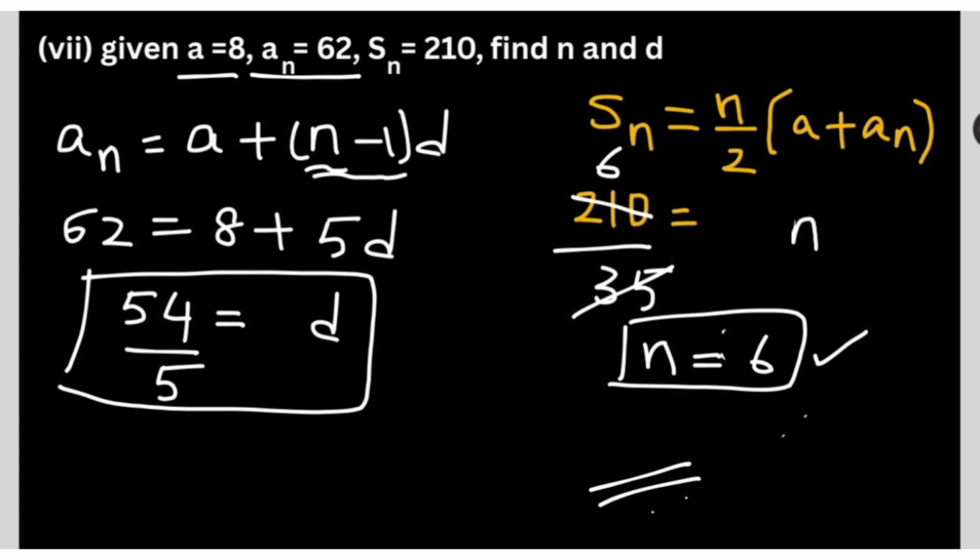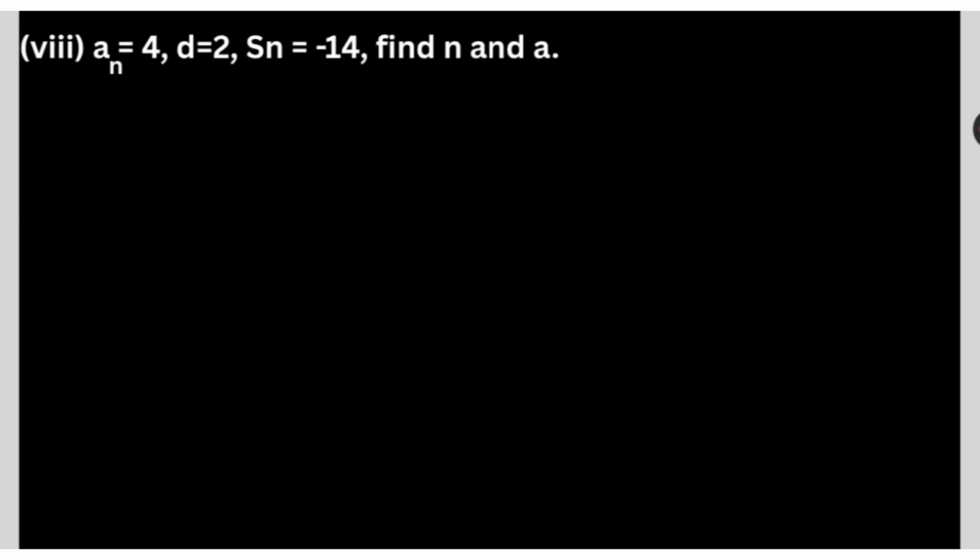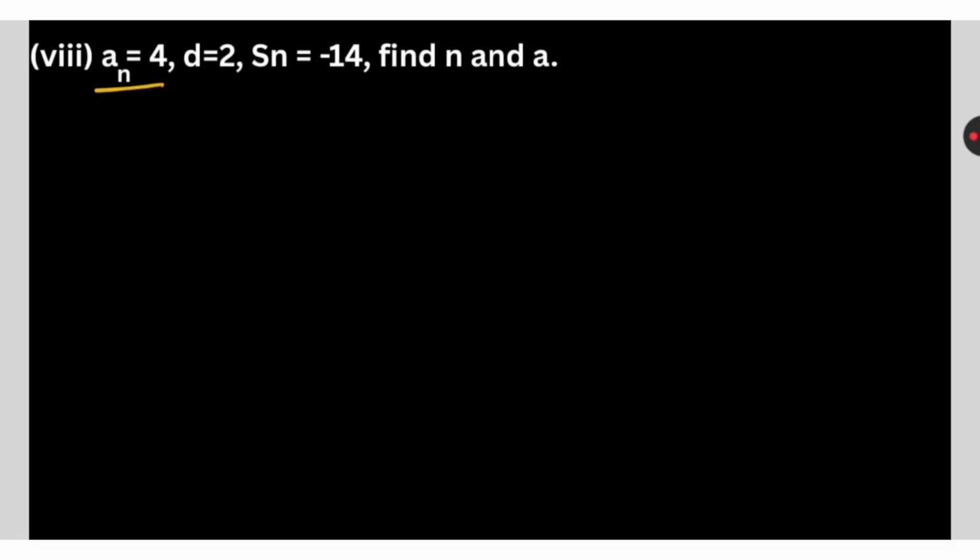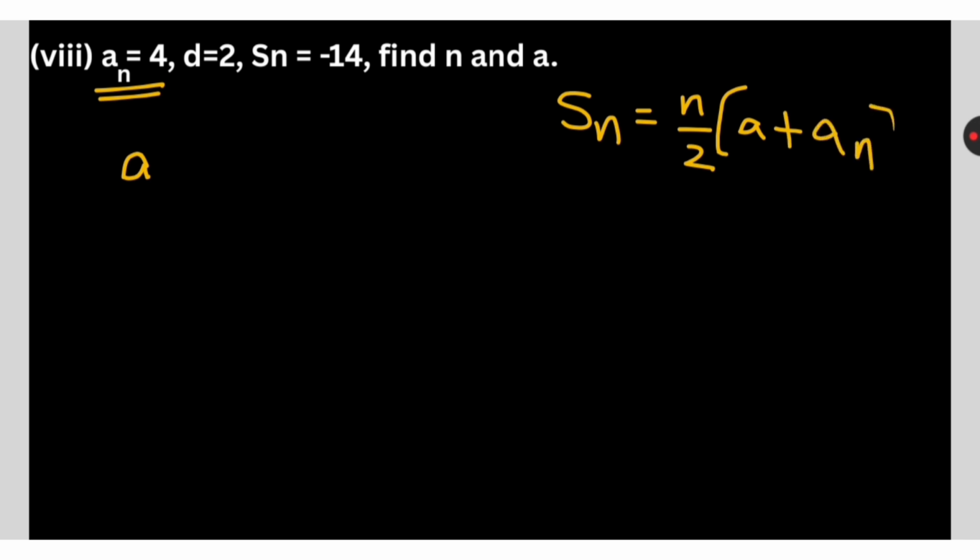Let's go to another question. Here they have given the nth term as 4, the common difference as 2, and Sn as minus 14. We need to find n and the first term. Here we know the nth term. We can use the Sn formula, n over 2 times first term plus last term. But here we don't know the first term, so first find out the first term. Then we can use that.